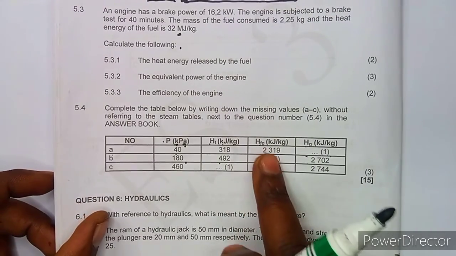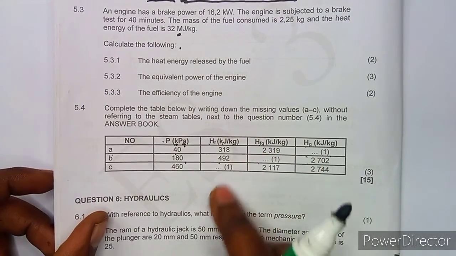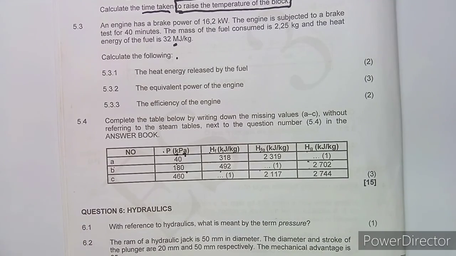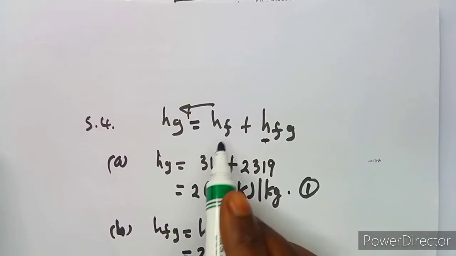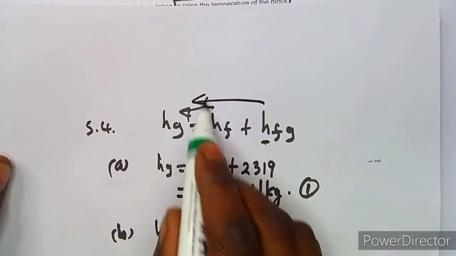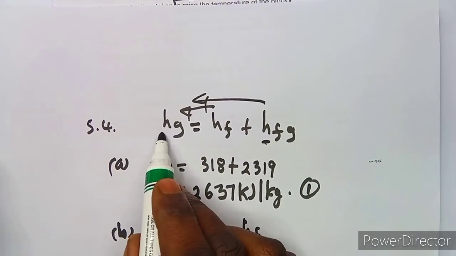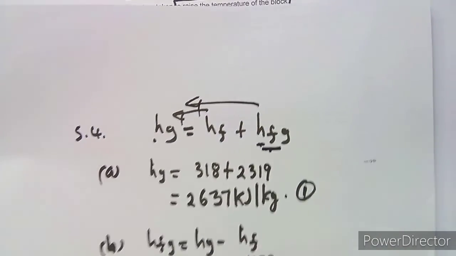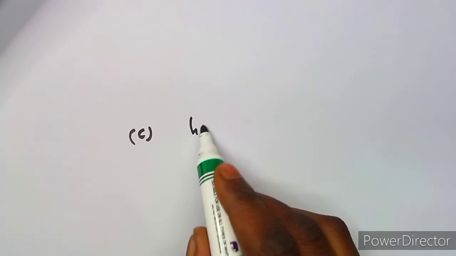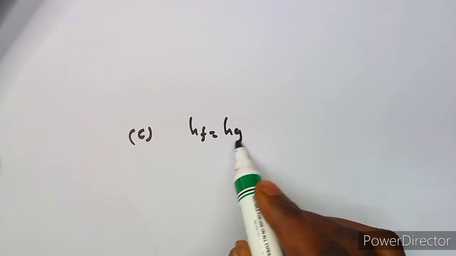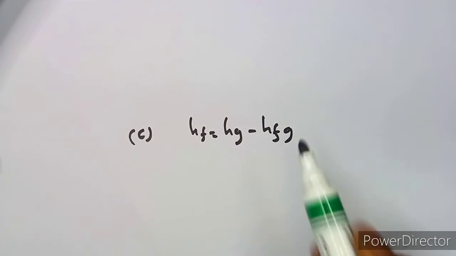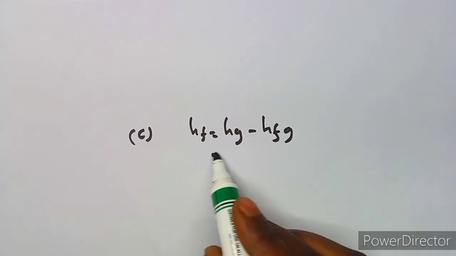On C, what are we given? On C, we are given hfg. We want to calculate hf. So simply, you're going to make hf the subject this time, which means you're going to transpose hfg this time. So it's going to be hg minus hfg. Okay, so hf is hg minus hfg. So using that one formula, you can find whatever you want.